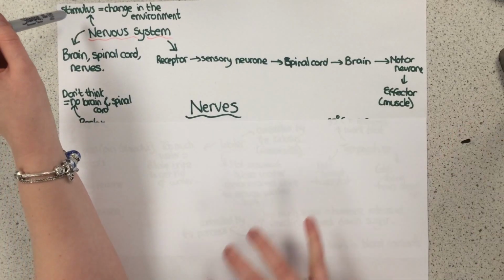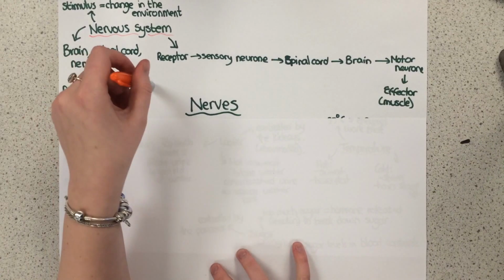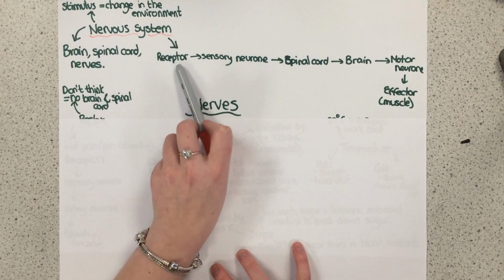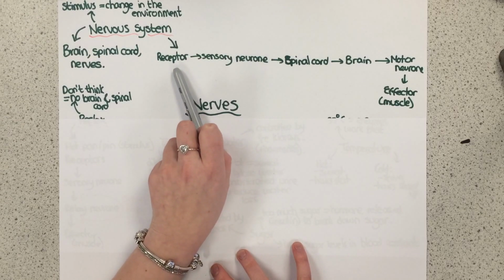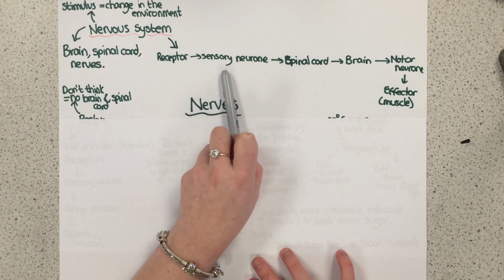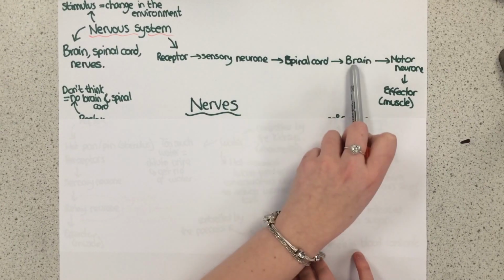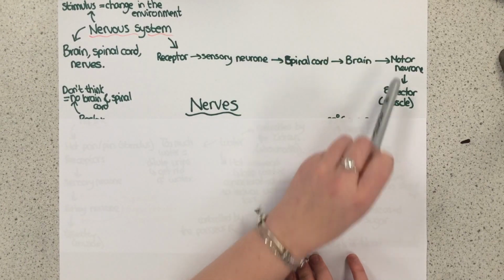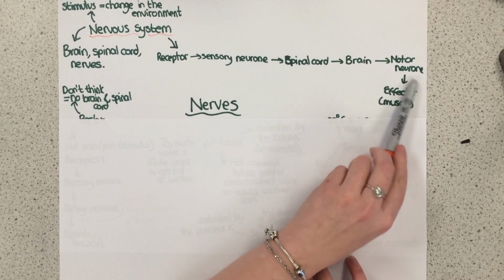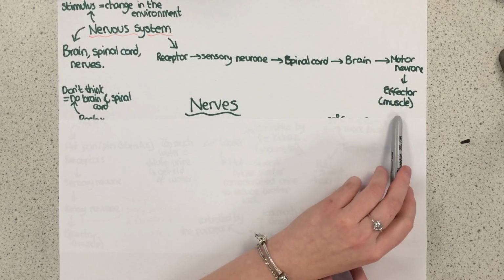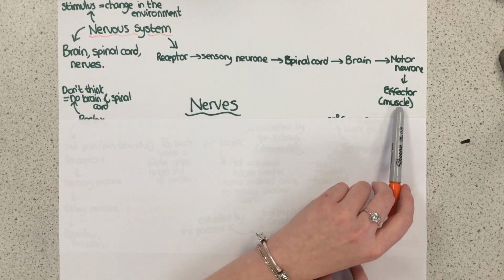When your body detects a stimulus, the first thing that happens is your receptors detect that change. And what your receptors do is they send an electrical impulse to your sensory neuron. That then sends an electrical impulse to your spinal cord, then to your brain, to your motor neuron, and to an effector. An effector is one of your muscles. So, for example, your pupils change in response to light.